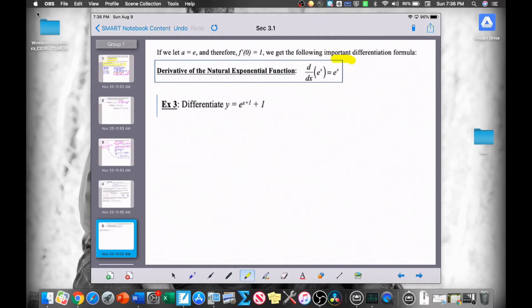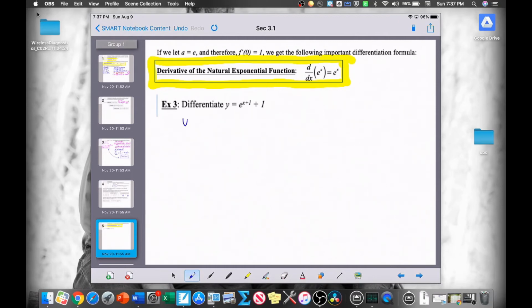So here's the big takeaway of that whole last slide. The derivative of e to the x is itself, which is kind of fascinating. The derivative of e to the x is e to the x. Okay, so let's use that and try to do example number 3. Notice that I'm beginning with y equals e to the x plus 1 power.